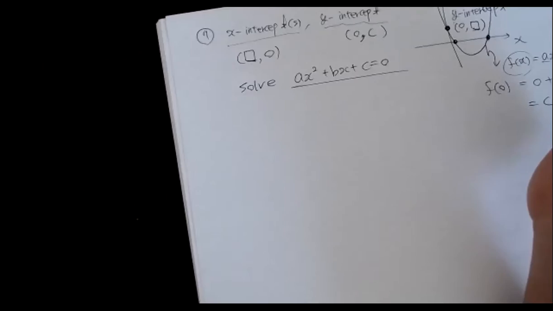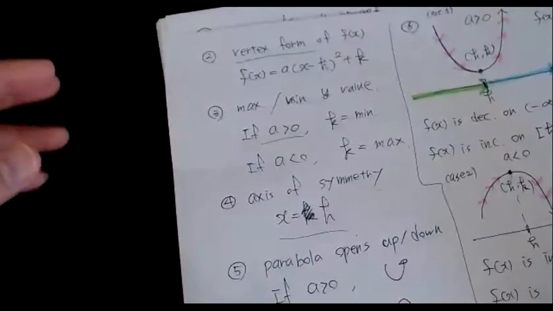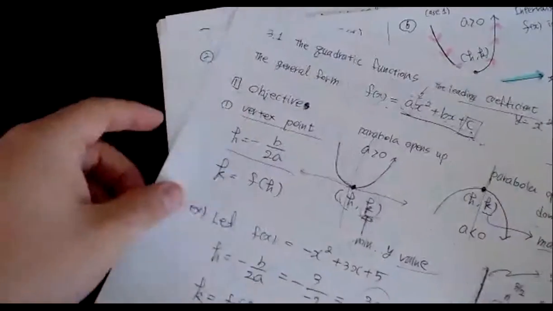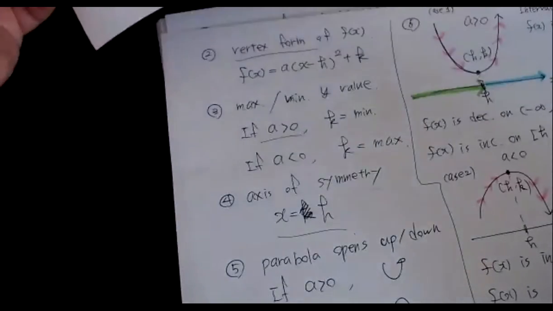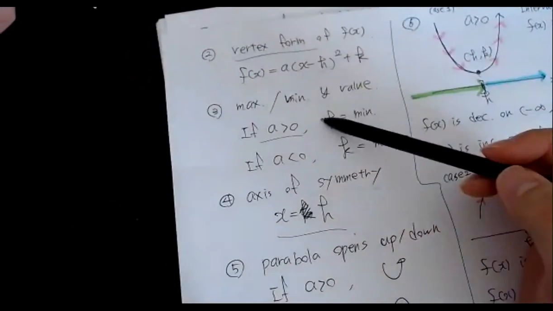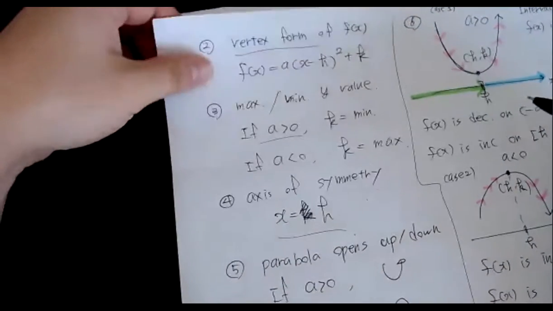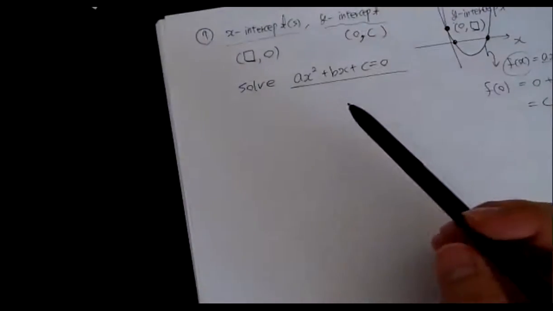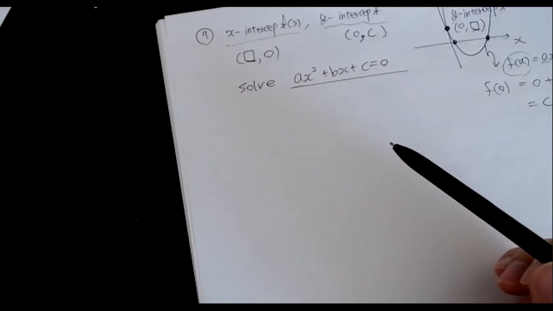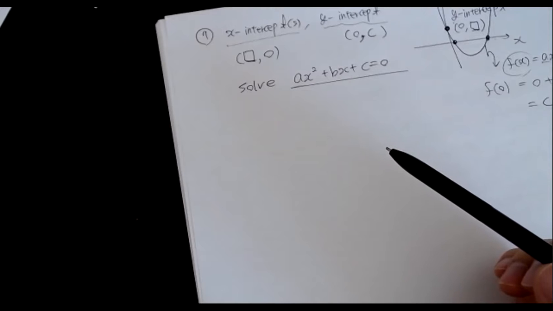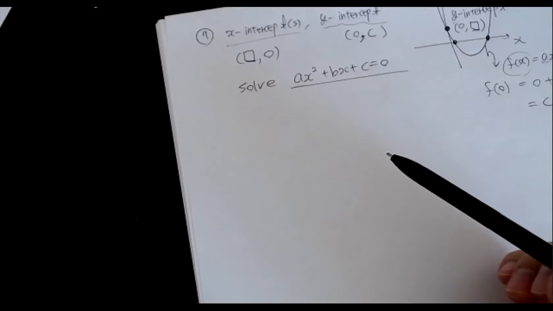I think that's all we're going to do. Okay, 1 through 7: starting from the vertex point, then vertex form, maximum, minimum, axis of symmetry, parabola opens up or down, decreasing, increasing, and the x-intercept and y-intercept. Using this information, we can plot the graph of a quadratic function by hand roughly, without a graphing calculator.